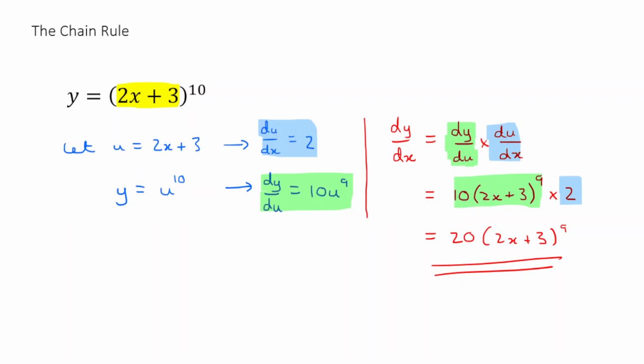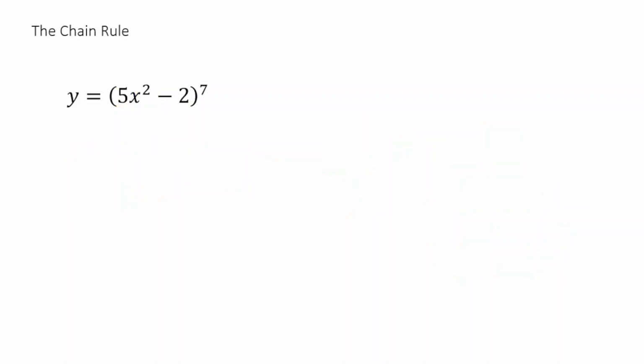Now that probably seems really very complicated, but I think it's the kind of thing that becomes more simple when you see it again a couple of times. So let's do a couple more examples. Let's start with one that is fairly similar to what we've just done. Here we've got y equals (5x squared minus 2) all to the power of 7. So what's the function on the inside? Well, here it's 5x squared minus 2, right? That's the function on the inside.